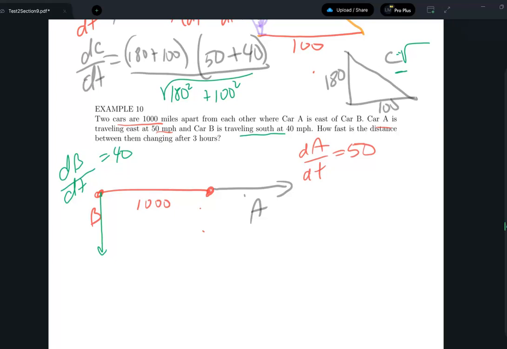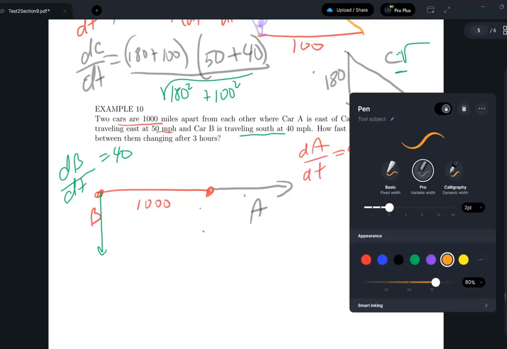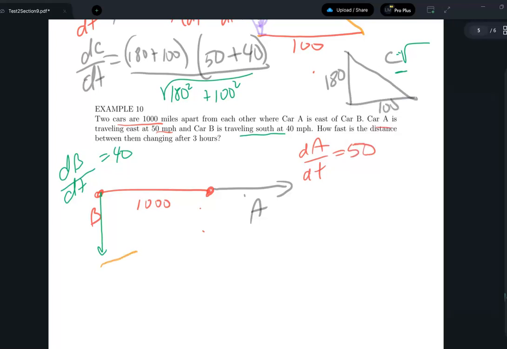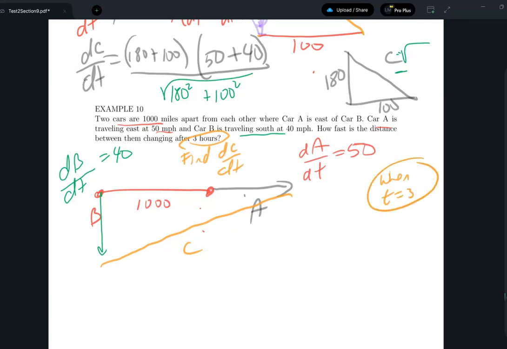Right, so now what do we do? What are we trying to find? Still trying to find the distance between them changing. So I'll give that C. So find dC over dt. And what's the when? The when is 3 hours. So when is t equals 3?